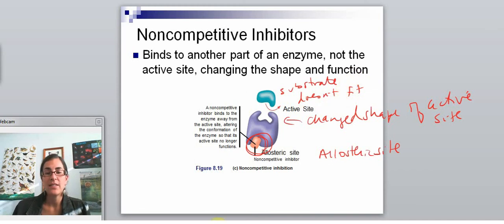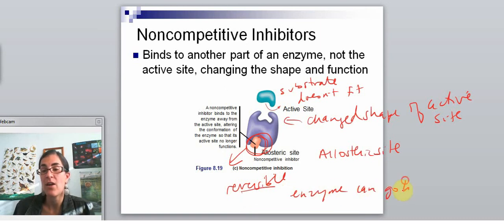So this is a great example of how structure equals function. So by changing the structure, this enzyme is no longer able to carry out its reaction because it's not binding its substrate. Again, this is usually reversible. So eventually the inhibitor will leave the allosteric site and the enzyme will go back to its original shape. So the enzyme can go back to its original shape and carry out the reaction.